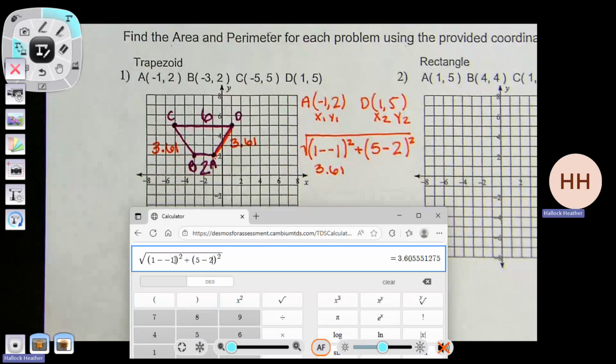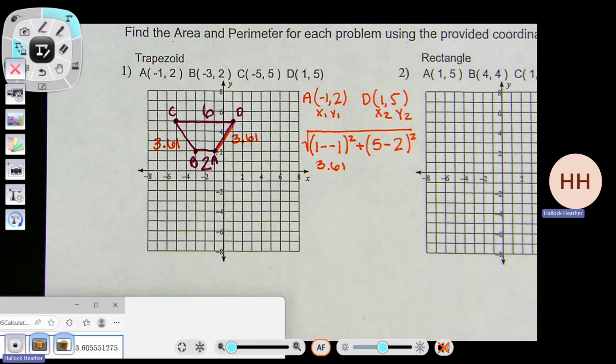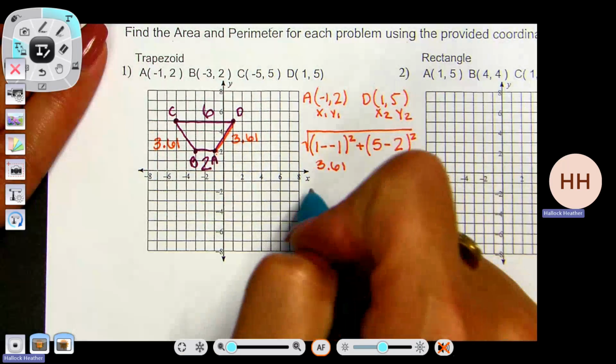Okay. For each one of these, because we're going to cross off some problems on the test, you are either finding perimeter or area. Instead of giving you a million of these, we're just going to find the perimeter and area for each problem. Okay. So let's start with perimeter. How do I find perimeter of a shape? Add up all the sides.